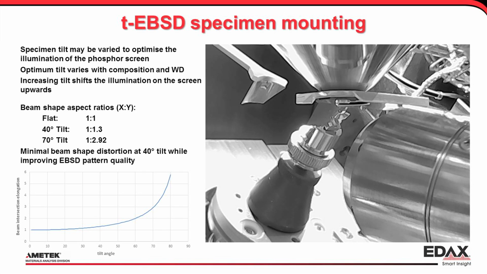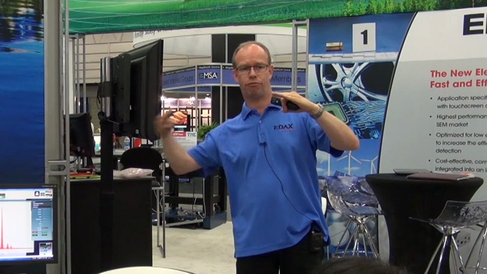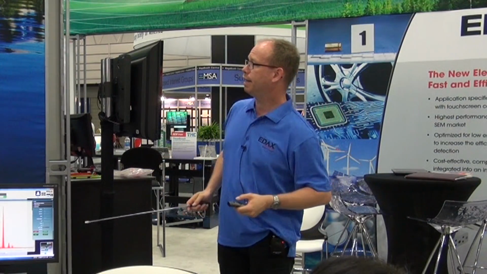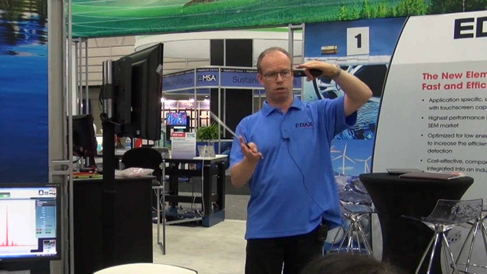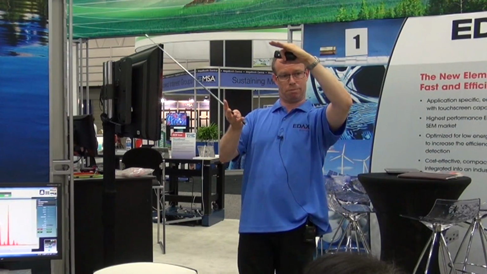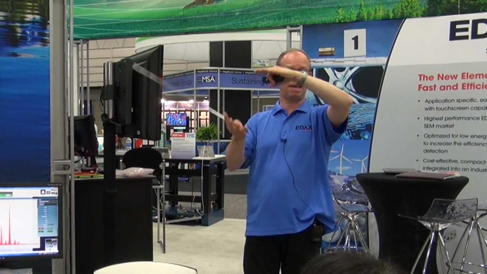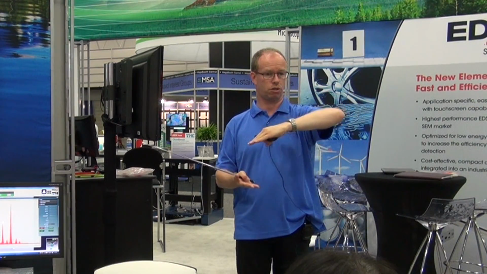Now, the next question I've seen come up very often is, what is the optimum tilt? So where do I put the sample? And again, the answer is that it depends. It really depends on the density and the efficiency of diffraction sideways. So it's the composition, it's the working distance. And basically, if you increase the tilt, the whole intensity shifts up a little bit. So with the tilt, you can play with where it projects your diffraction pattern.